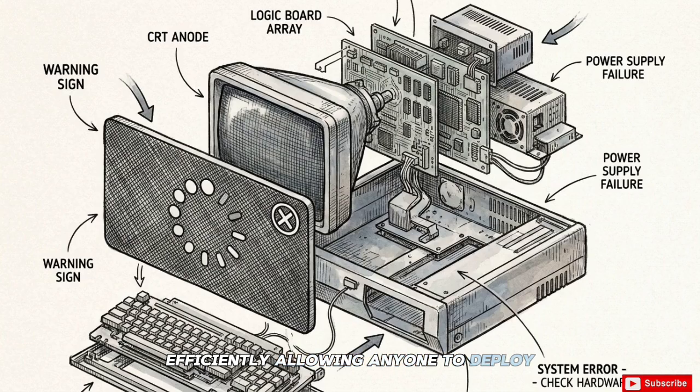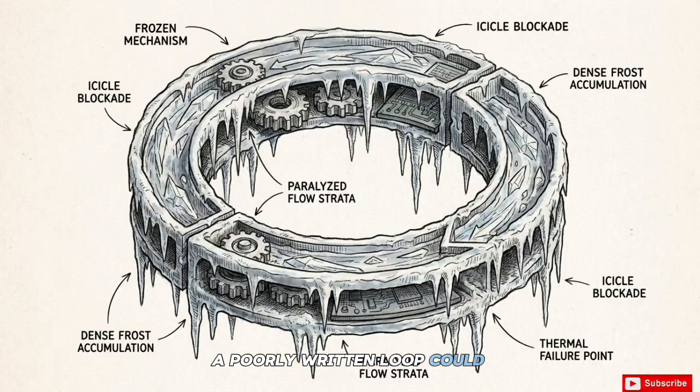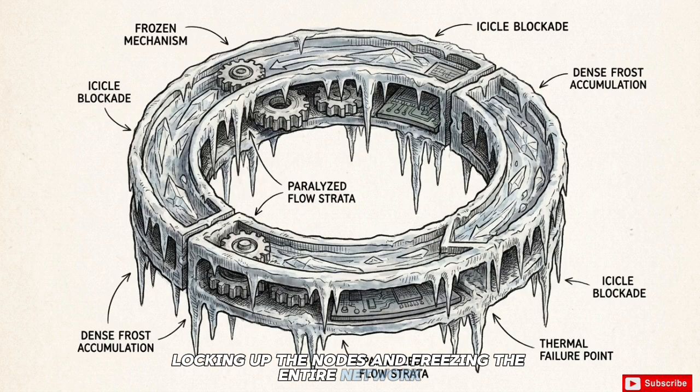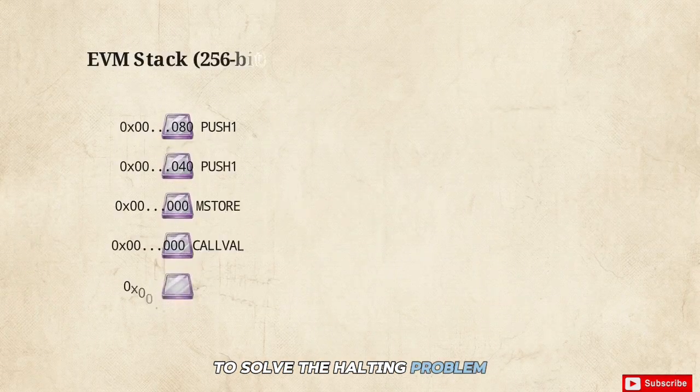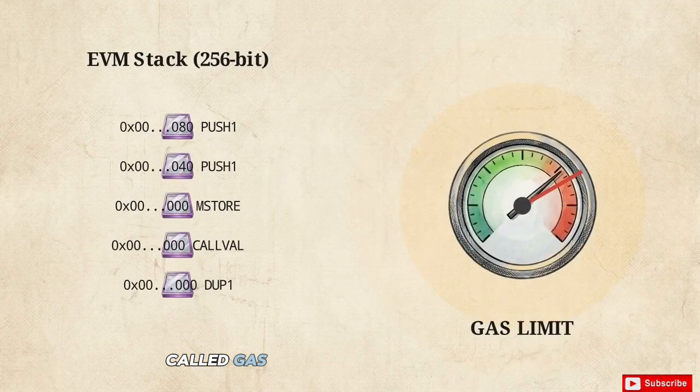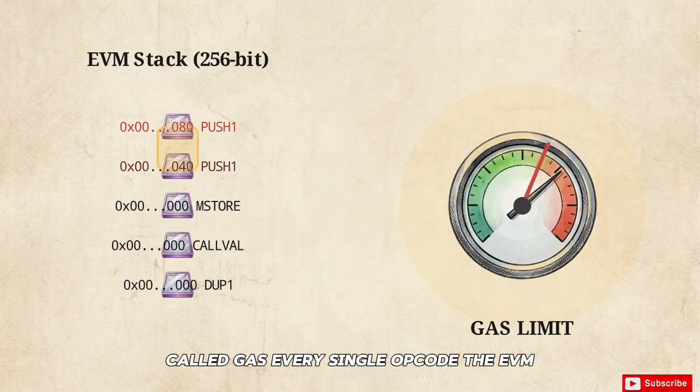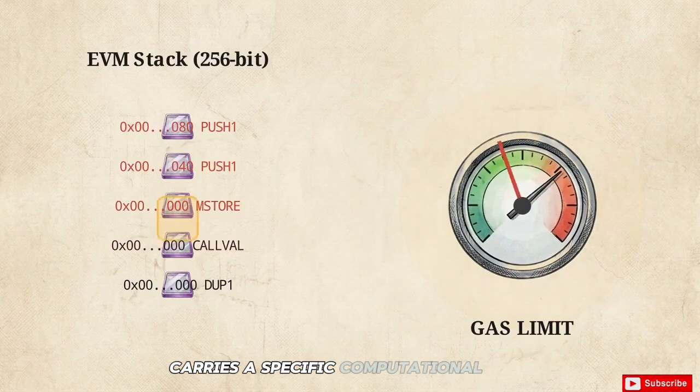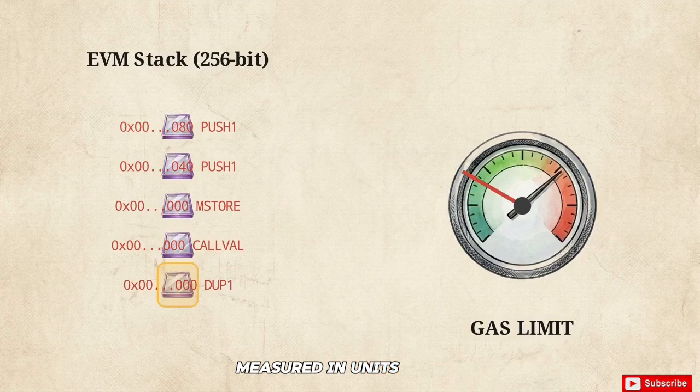Allowing anyone to deploy arbitrary code introduces a severe vulnerability known in computer science as the halting problem. A poorly written loop could theoretically run forever, locking up the nodes and freezing the entire network. To solve the halting problem, the network relies on a strict resource pricing mechanism called gas. Every single opcode the EVM executes carries a specific computational cost, measured in units of gas.